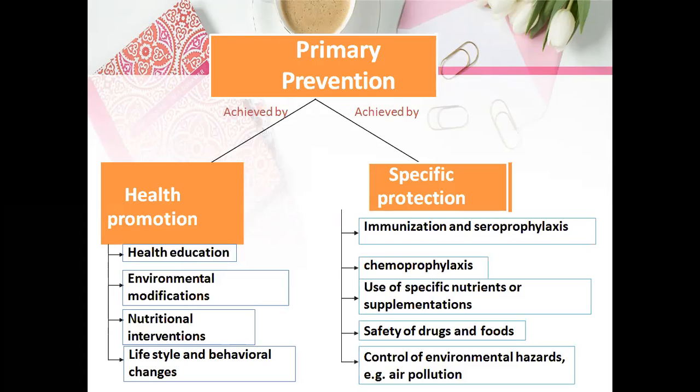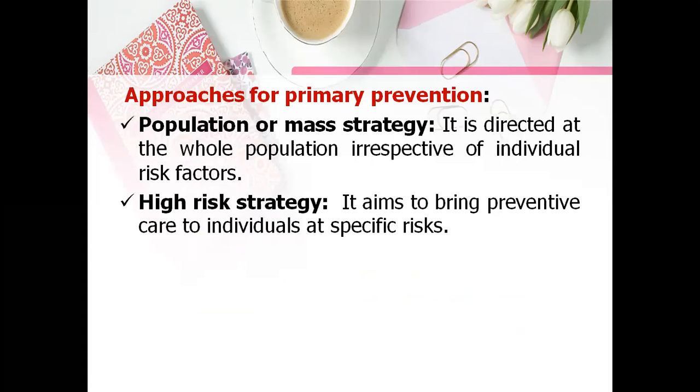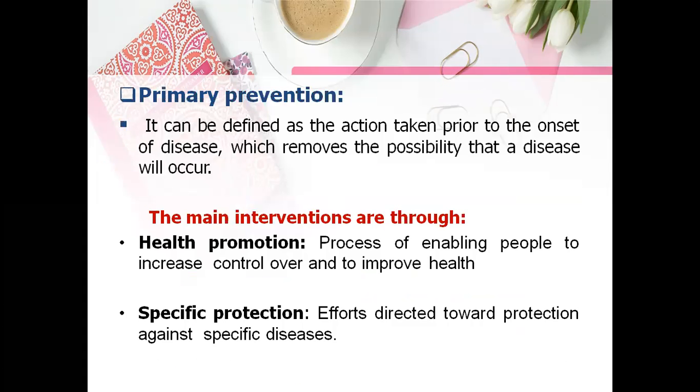Control of environmental hazards, for example air pollution. Because of air pollution we have seen that so many health hazards can be caused, like lung problems. Actually, this is just one example. Noise pollution is also one hazard. Water pollution is also one hazard. Those are the things which come under primary prevention.